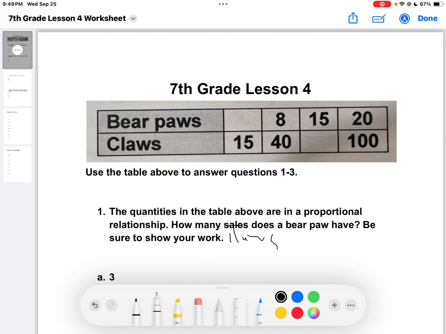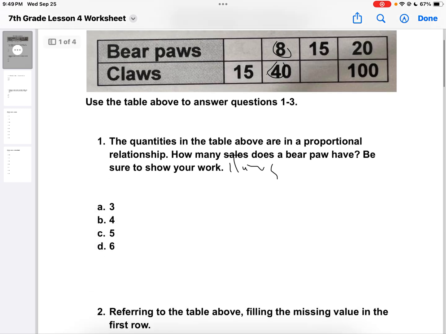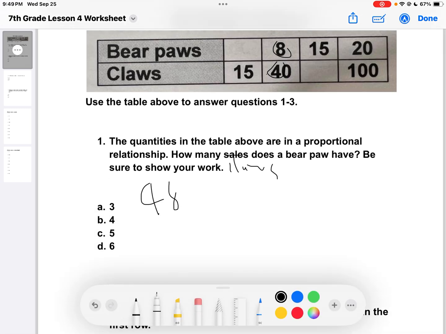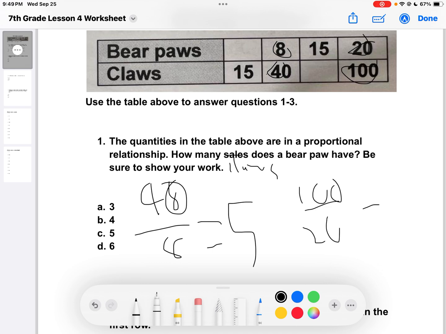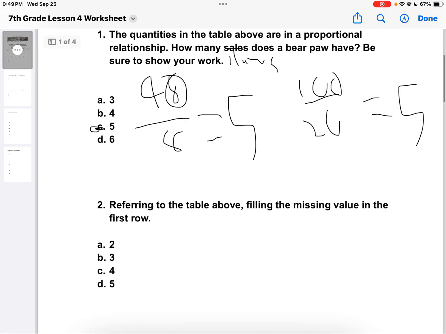In order to find that out, we go up here to the table. So we have the number of claws per amount of bear paws. So over here we have 40 claws per 8 bear paws. So we need to divide 40 over 8 to get 5. In order to double check, we could use these two numbers over here. 100 over 20 equals 5. So the answer will be C.